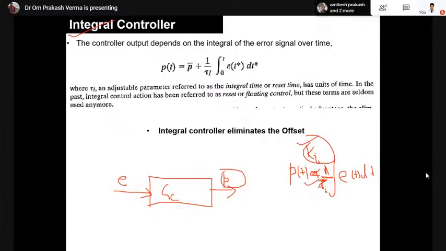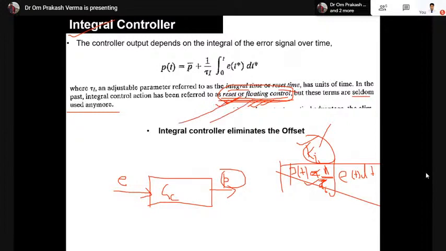So tau I is known as the integral time or the reset time. And here the integral constant is Ki. Such a control technique is known as reset or floating control. These two terms are seldom used, but their names are reset and floating controller. So this is the nickname, no problem. But you have to remember, in an interview someone may ask what the reset controller is. So just say, reset control is nothing but the integral controller.